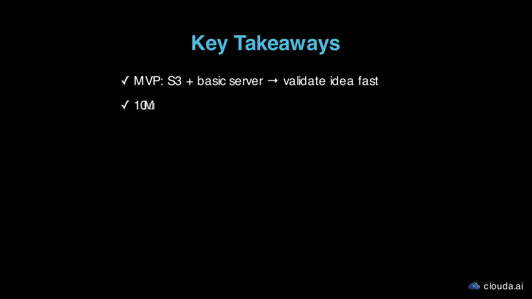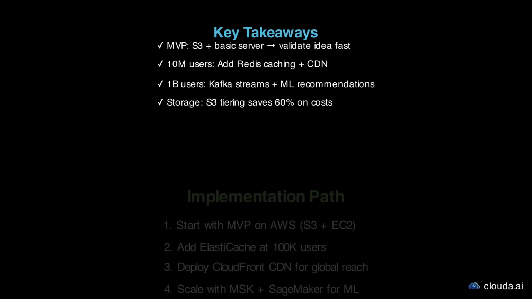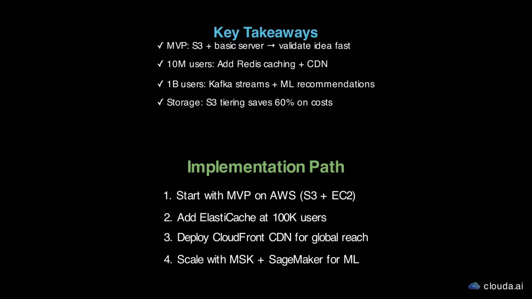We designed TikTok from MVP to billion user scale. Start with S3 and basic servers to validate your idea. Add Redis caching in CDN at 100K users. Scale to millions with Kafka streams and ML recommendations. Use S3 tiering to cut storage costs by 60%. Begin with AWS MVP, add Elasticache for performance, deploy CloudFront globally, then scale with managed Kafka and SageMaker. You're ready to build the next viral platform.